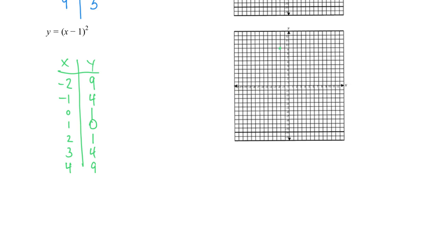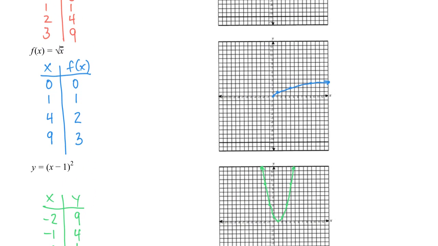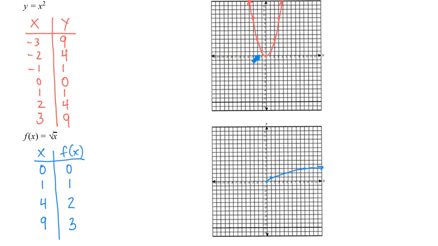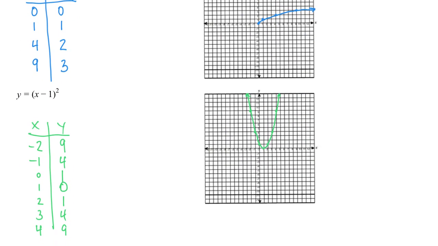-2, 9, -1, 4, 0, 1, 1, 0, 2, 1, and then use symmetry to get your other points or get them from the table. And here's my parabola. And notice that compared to the parent function, which has its vertex at 0, 0, this guy's vertex is at 1, 0. Shifted right, just like we expected. Shifted right 1. So this is exactly what we thought would happen. So I've got a few for you to practice, and then that's it.